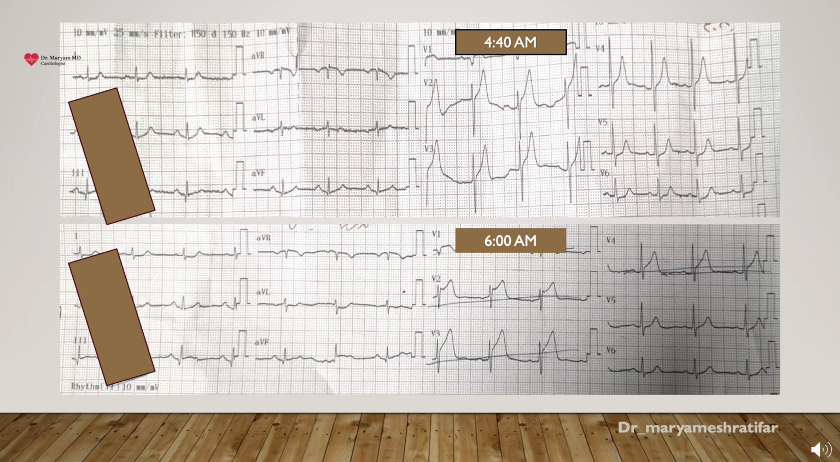Let's review the patient's ECGs again. The top tracing is the initial ECG we discussed, recorded at 4:40 a.m., and the lower tracing was taken at 6 a.m. As you can see, ST elevations in the anterior territory have clearly progressed. There is also some ST elevation in the inferior territory in leads 2, 3, and AVF.